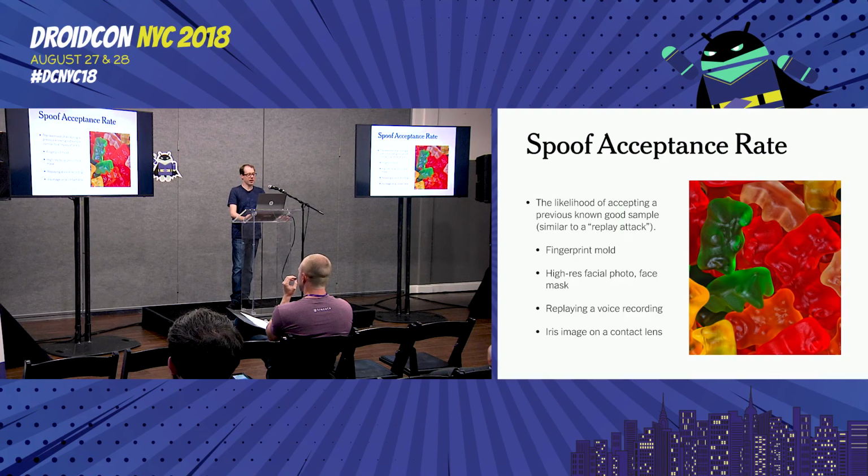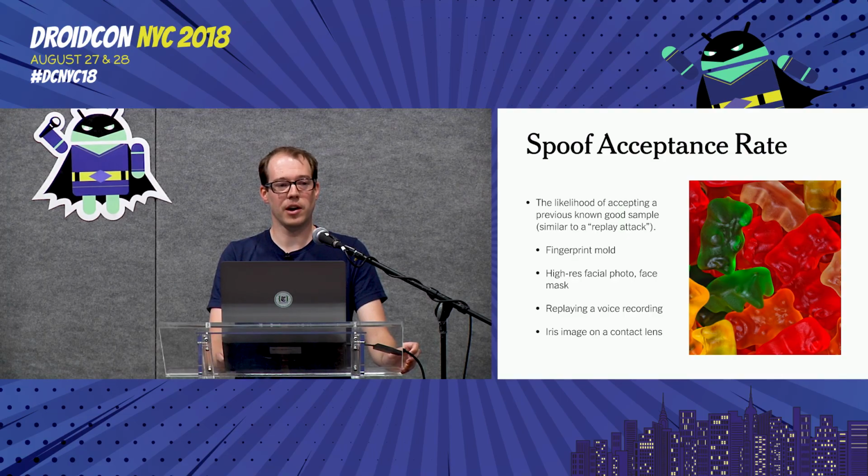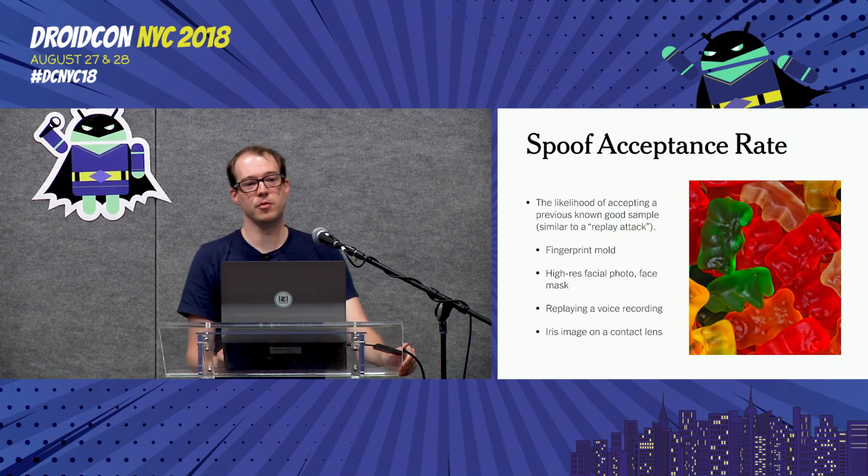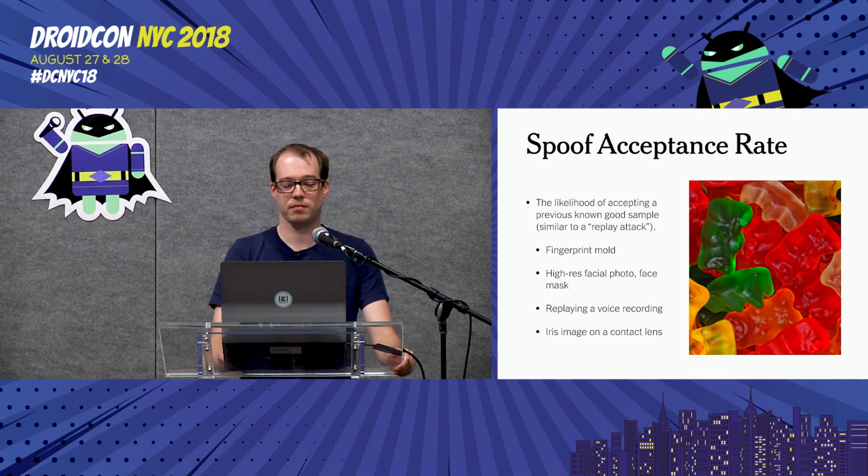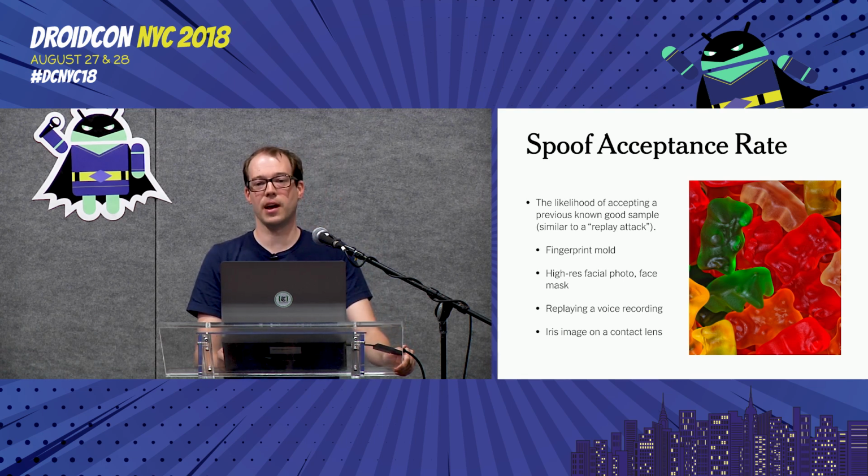Other ways you might try and do a replay attack in a biometric reader might be a high-res facial picture, a mask. If you're doing voice print, maybe you might replay a tape of someone's voice. Or if you're trying to fool an iris scanner, maybe an iris image on a contact lens.